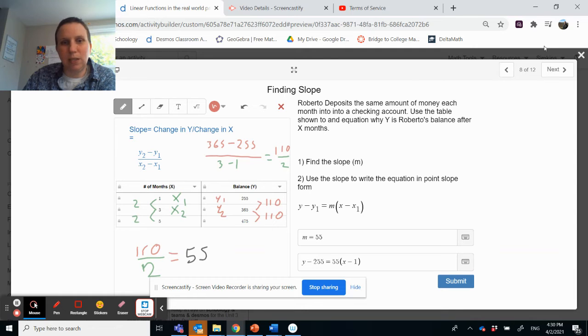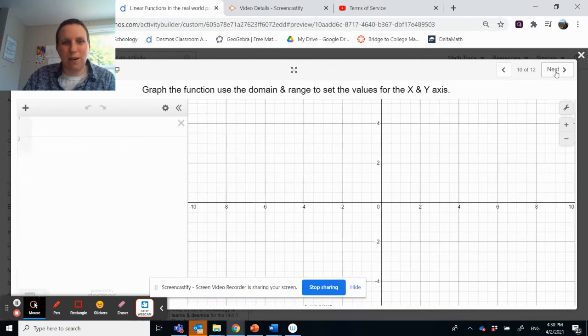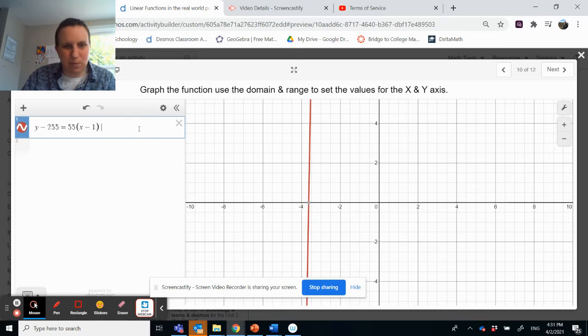Okay, so on this next page, I'm going to take that equation. Actually, I'll just copy and paste it here. Why not? I'm going to take that equation and put it on the graph, and then I'll adjust the graph so that I can see it. Oh, I'm going to skip one more slide over. We'll come back to that one.